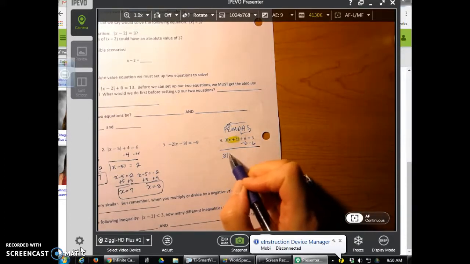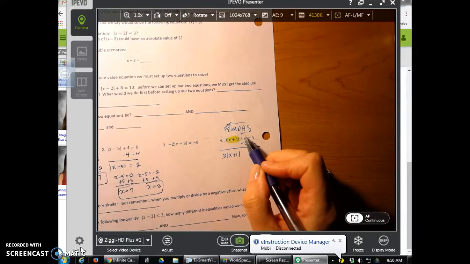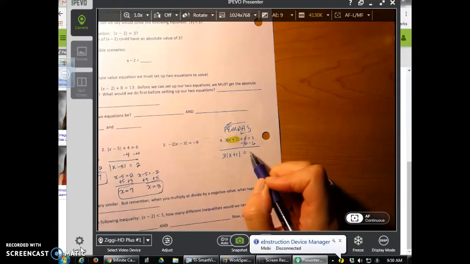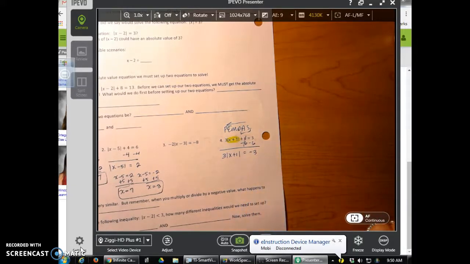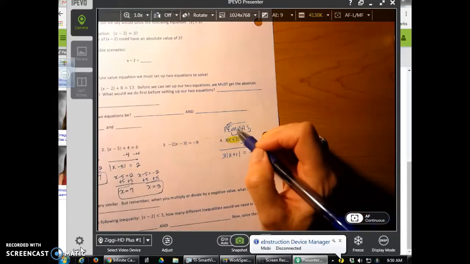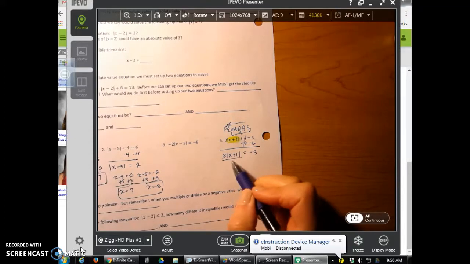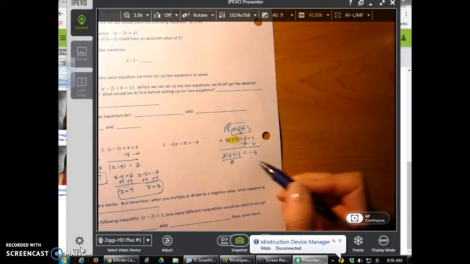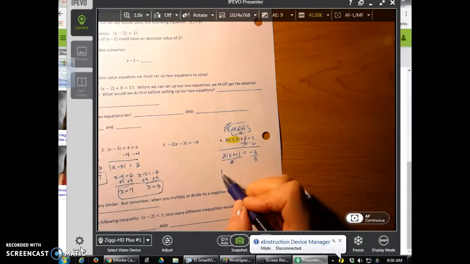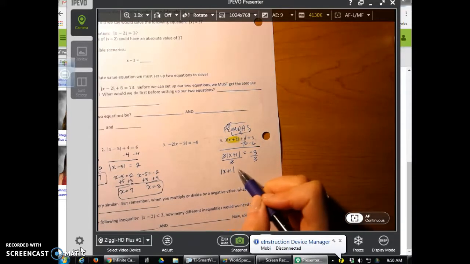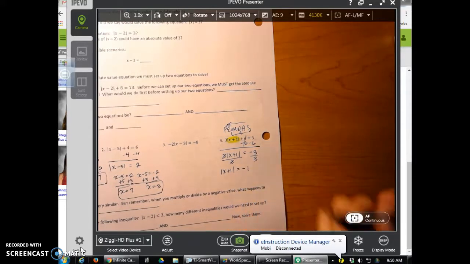So I end up with 3, absolute value of x plus 1, and then that'll go away, of course, and that gives me a negative 3. Then I'm going to go to multiplication or division. This is multiplied by 3, so I'm going to divide by 3 to get started, or to isolate that. So I'm going to divide by 3. And then I have x plus 1 is equal to a negative 1.